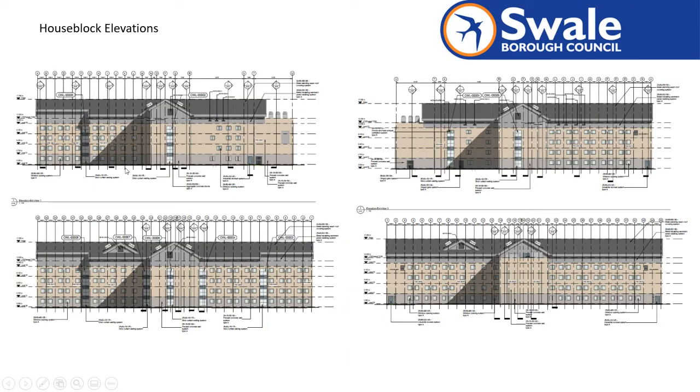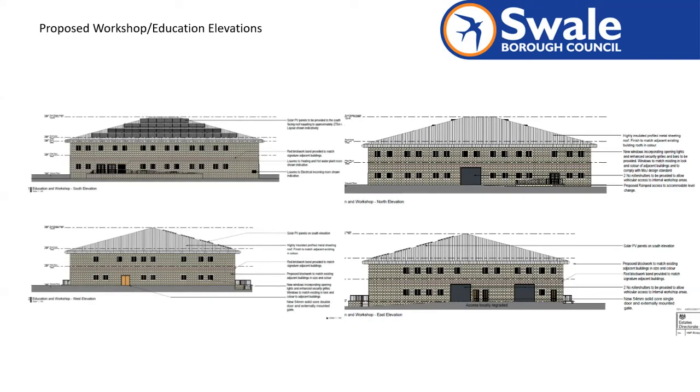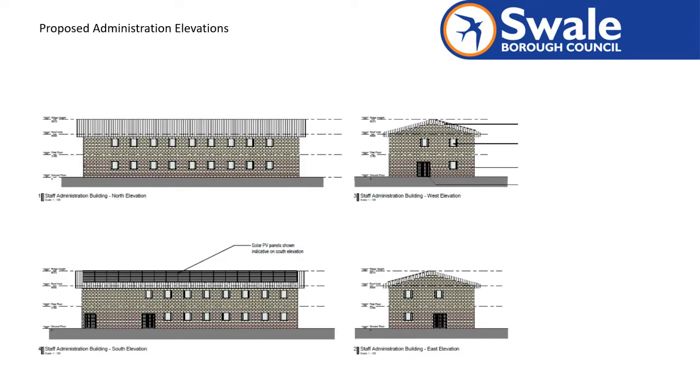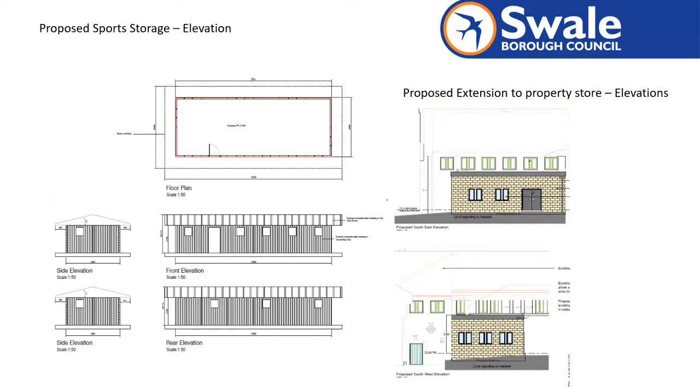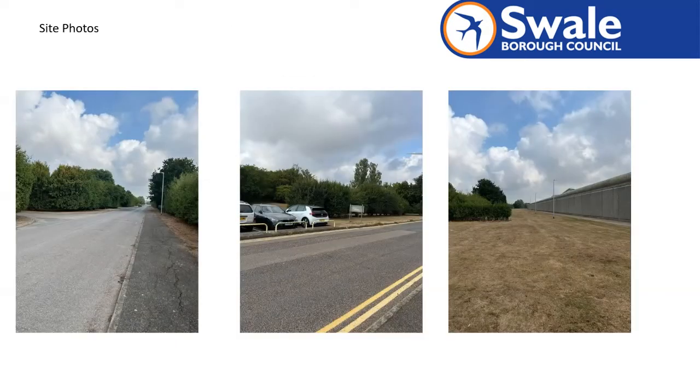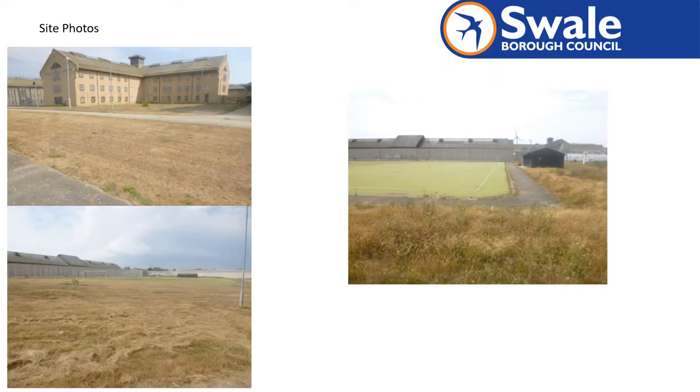These are the proposed elevations for the house block, for the workshop and education building, the proposed administration building, the sports hall and the expansion to the property store. And these are some general photographs of the area. Here we're looking up the Northern Woods towards Masburn Road, the car parking area. These are some internal shots where you can see the existing house buildings on site and the playing field.